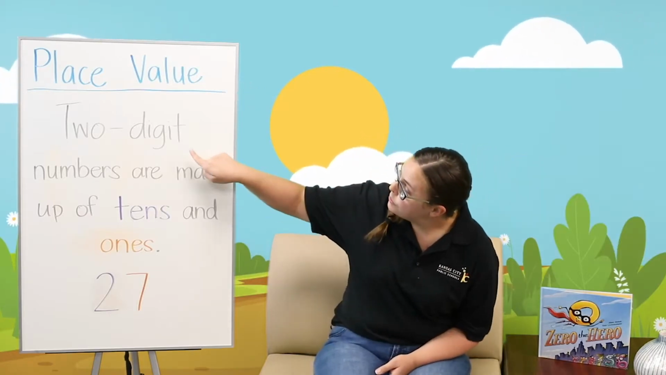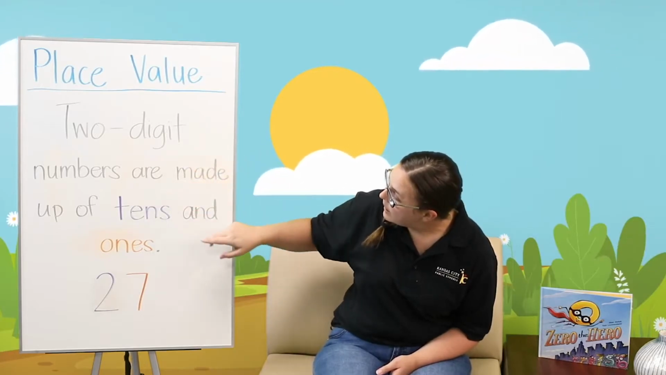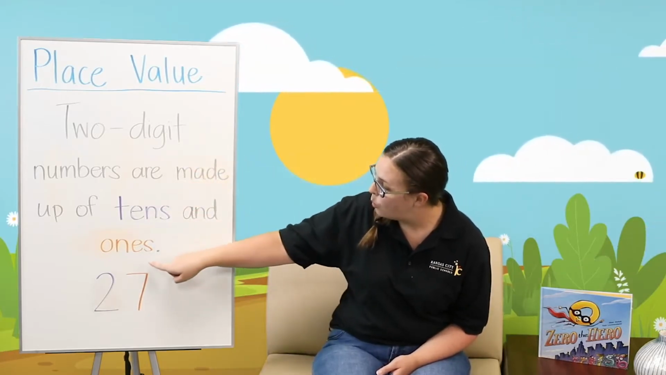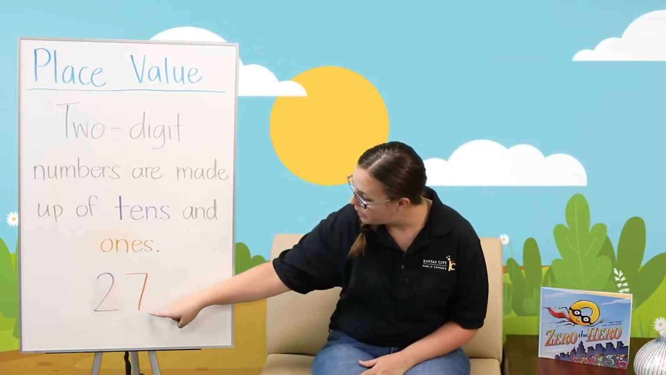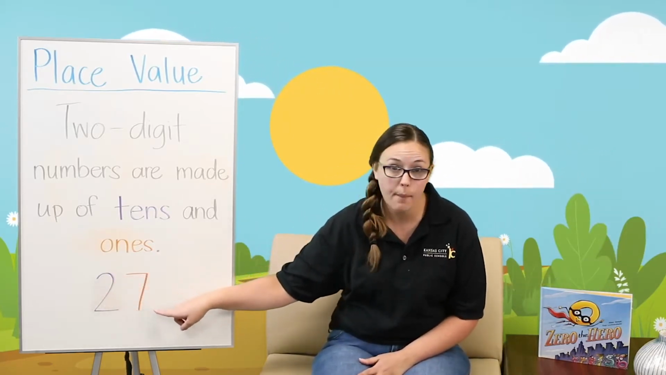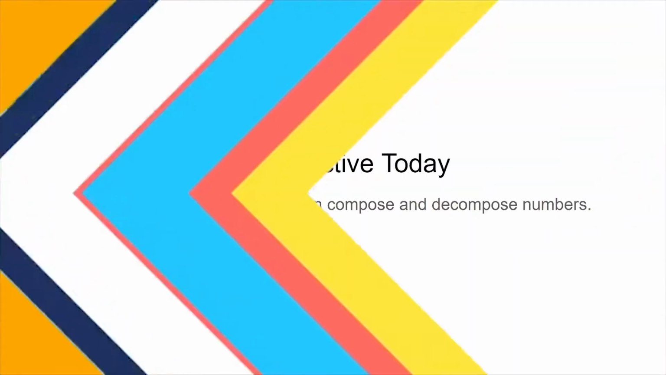So today, our main focus is going to be this idea. Two-digit numbers are made up of tens and ones. That means anytime you see a number that is made up of two numbers, those numbers have different values. Our lesson looks very different today, so please make sure you have a pencil, and let's get started.